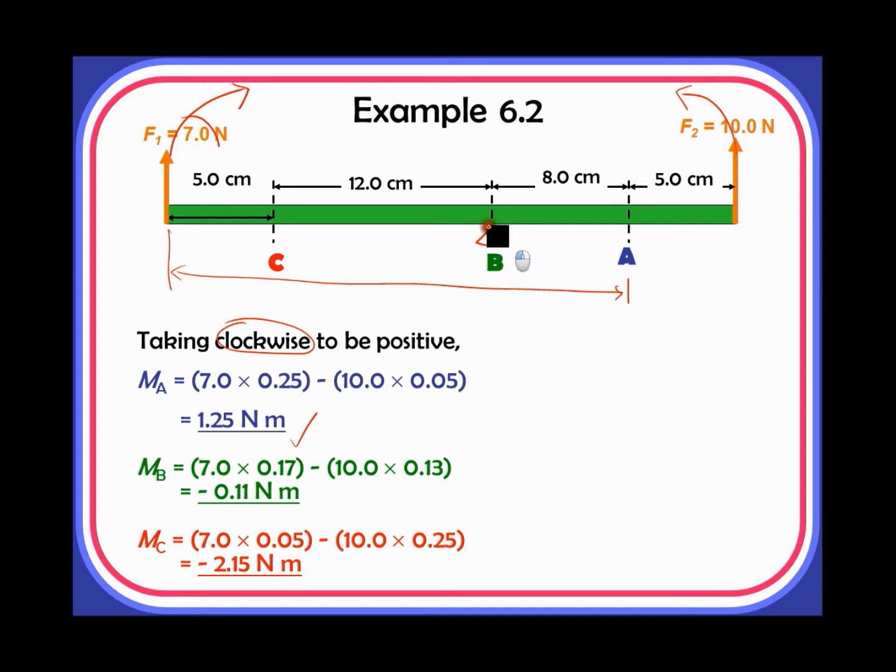Now we shift the pivot to B. Taking moment about B, same thing, F1 will be positive clockwise moment, F2 will be negative anti-clockwise moment, so that will give you minus 0.11 Newton meter. Taking moment about C, we have clockwise moment F1 minus the anti-clockwise moment F2, so that will give me minus 2.15 Newton meter. So this beam is not balanced because the resultant moment about A or B or C is not 0.